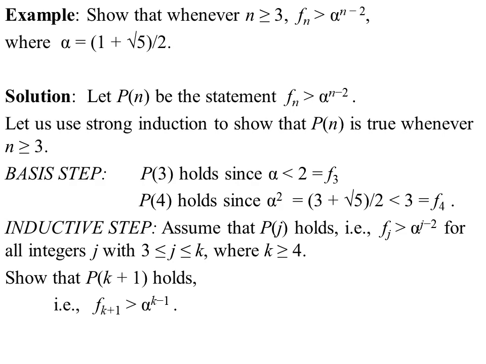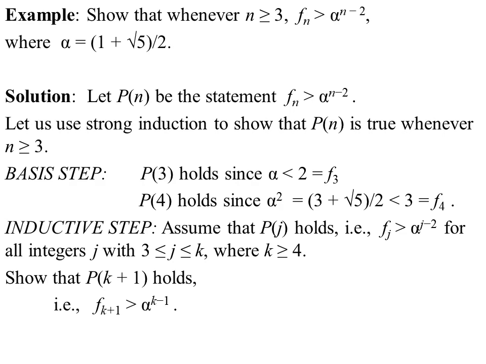Let P of n be the statement Fn greater than alpha to the power of n minus 2. In order to prove this, let us use strong induction with n values greater than or equal to 2. In the basis step, P of 3 holds since alpha is less than 2. This 2 is equal to your third Fibonacci number. That is F3 will be 2, starting from F0 is equal to 0, F1 is equal to 1, F2 is equal to 1, so F3 will be 2.